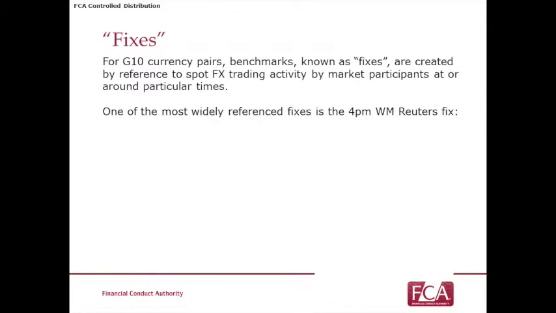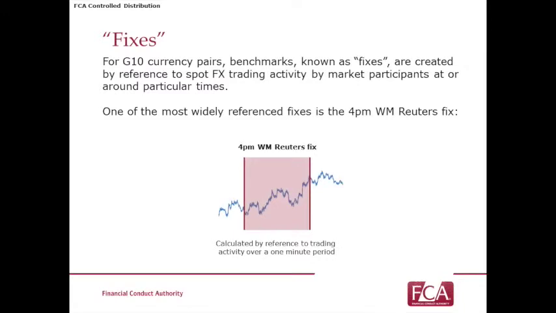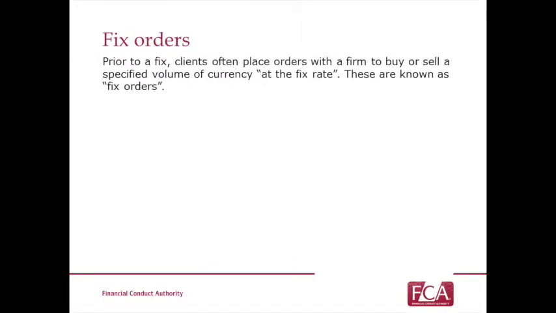The word fix is market speak for an FX benchmark. WMR fixes happen throughout the day, but the most widely used is the 4 p.m. fix. The 4 p.m. WMR fix is calculated by reference to trading activity during a 1-minute window or fix period, 30 seconds before and 30 seconds after 4 p.m. The 4 p.m. WMR fix rates are then published shortly thereafter. This diagram gives a hypothetical example of what the WMR fix might look like, where the purple shaded area represents the 1-minute fix period and the blue line represents the trading.